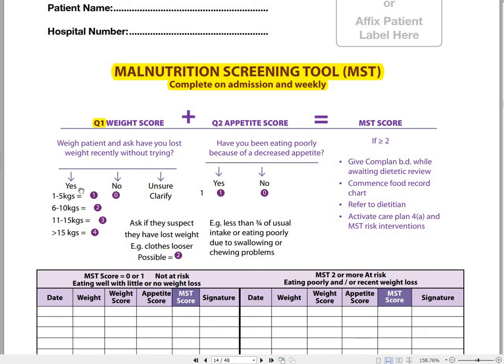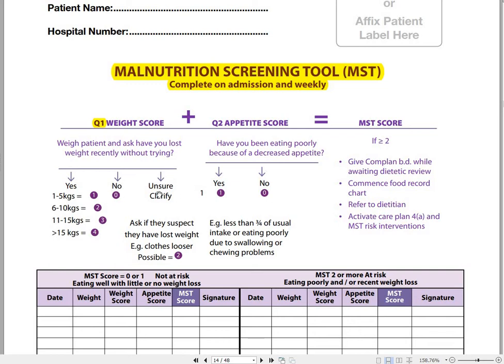So if the patient says yes, identify how much weight has the patient lost. If they've lost between 1 and 5 kgs, we score them a 1. If they've lost between 6 and 10 kgs, we score them a 2. If they've lost between 11 and 15 kgs, we score them a 3. And if they've lost greater than 15 kgs, we score them a 4. If the patient says that they haven't lost weight, we score them a 0.